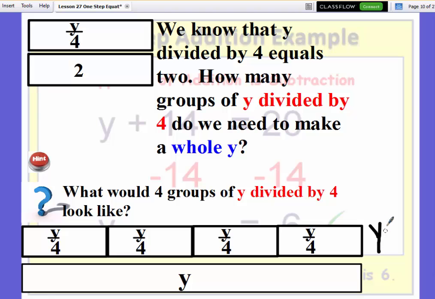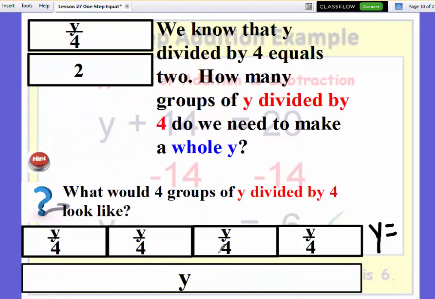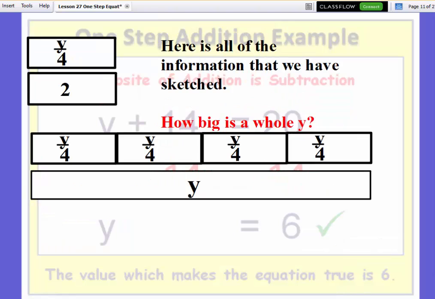Remember, I'm always looking for that y equals. So it's the exact same thing we did with this part down here. How many groups of my variable do I need to make the exact variable? How many groups do I divide that variable up into? So here's all that information that we have sketched so far. Y divided by 4 equals 2, and then 4 groups of y divided by 4 equals y. I want you to look and see if you can figure out what the answer is. Remember, we're always searching for what does our variable, in this case y, equal? Take about 30 seconds, see if you can figure it out.